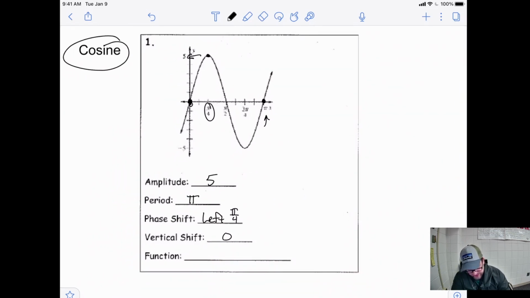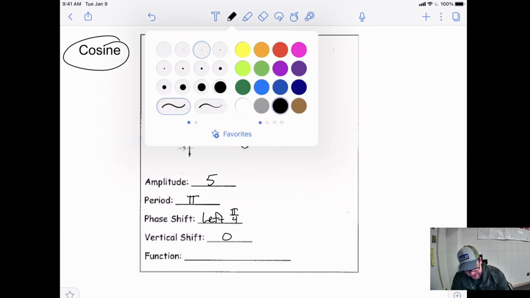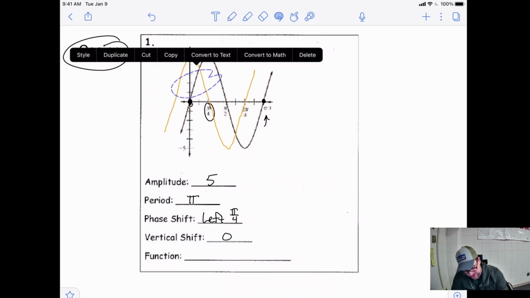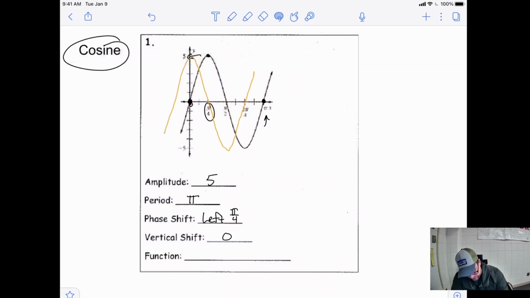So if we wanted to write this as a cosine function, maybe I'll trace this over there again. We're going to pretend we were able to move it with that phase shift. So there it is. So now we're lined up like this, which is how we like a normal cosine function to look. The period doesn't change, though, when we move that phase over.